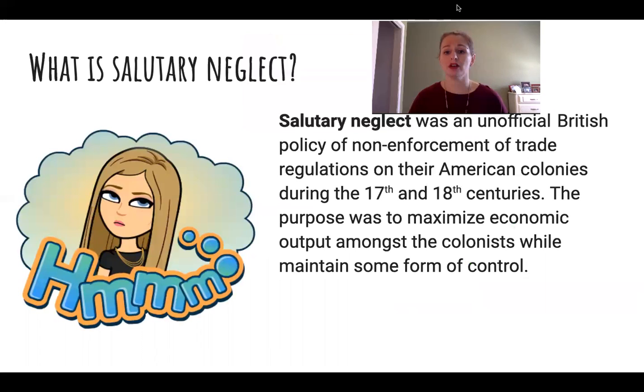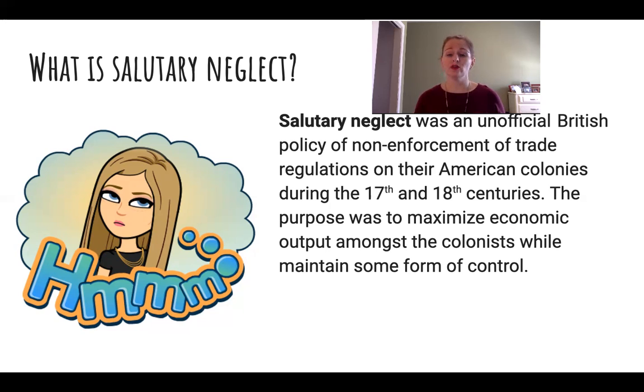So let's start off by talking about salutary neglect. Salutary comes from the word salutations, which means you're being nice. If you say salutations to somebody, you're welcoming them and saying hello to them. If you neglect something, that means you're ignoring it. So when we put these 2 words together, salutary neglect means that in this case, the British were being nice and ignoring the laws and the policies that they had put into place.